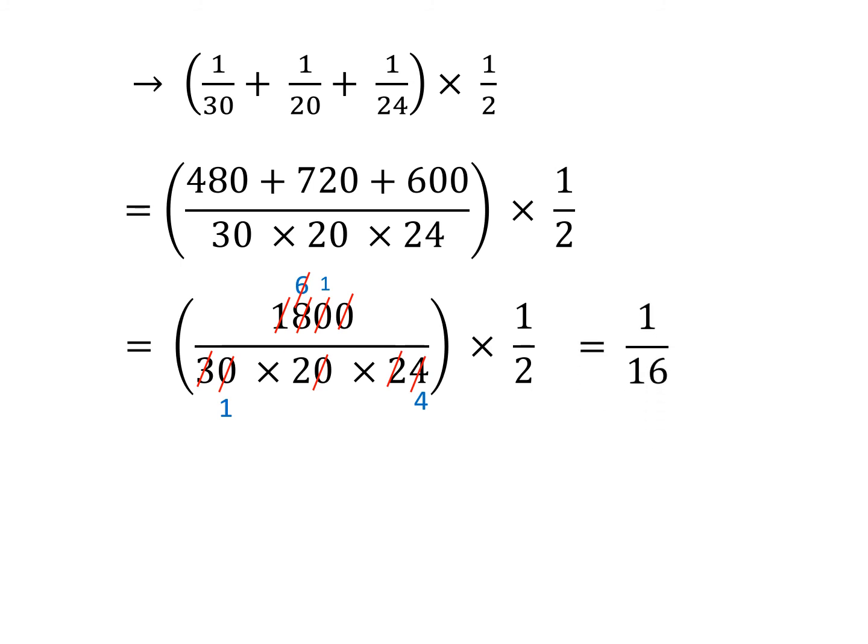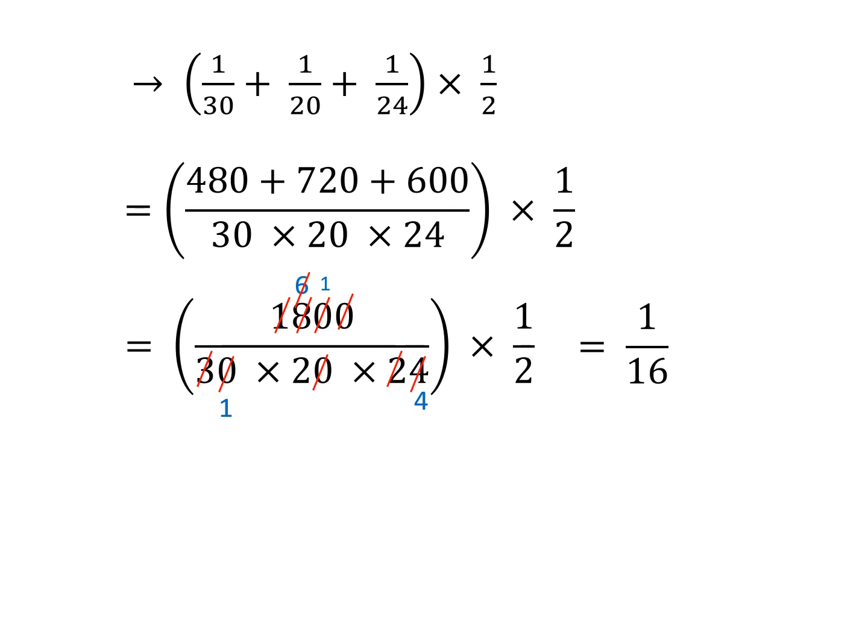So this is the fraction that shows the amount of the tank that will be filled if all three pipes A, B and C were open. That means if pipes A, B and C were open, 1/16 of the tank will be filled within 1 minute. So in 1 minute 1/16, another minute another 1/16, another minute another 1/16 will be filled.